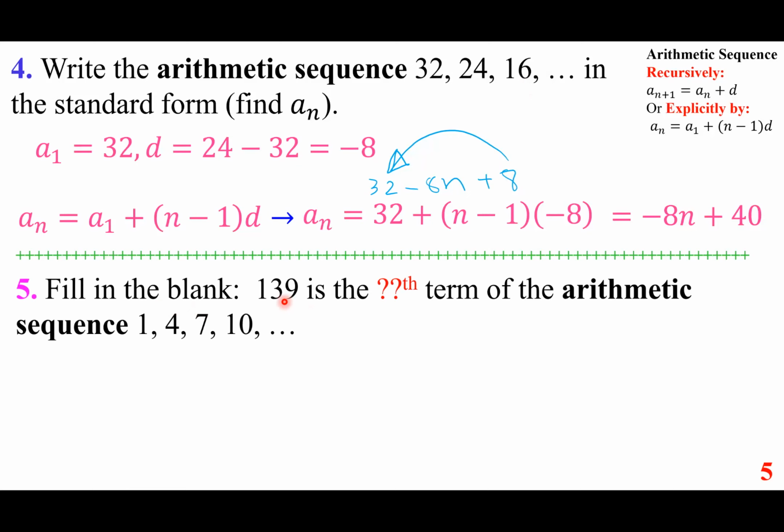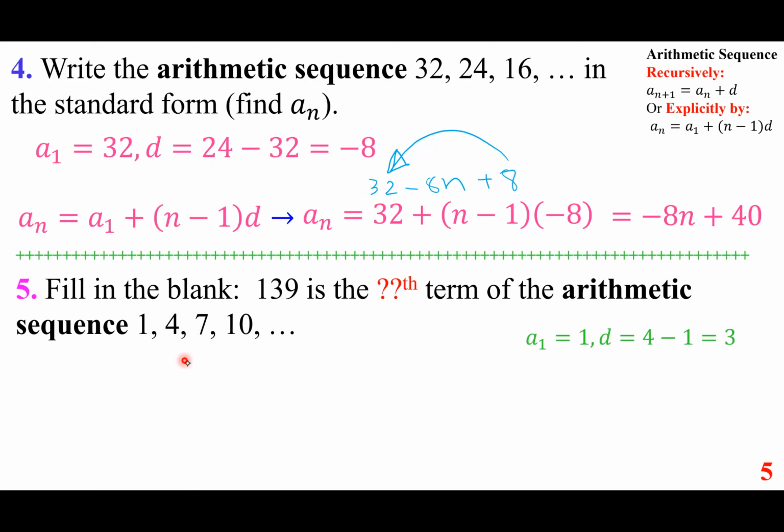Fill in the blank. 139 is which term of the arithmetic sequence? Well, what is given? A sub 1 is 1. D is 4 minus 1, 7 minus 4, 10 minus 7. You really have to check at least a couple of them. And so the difference is 3.